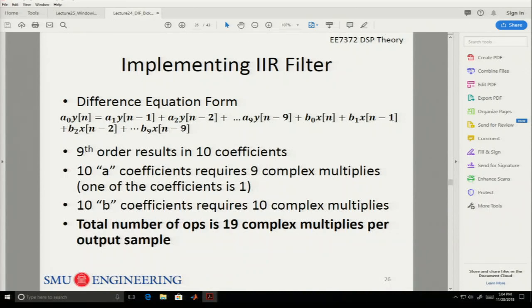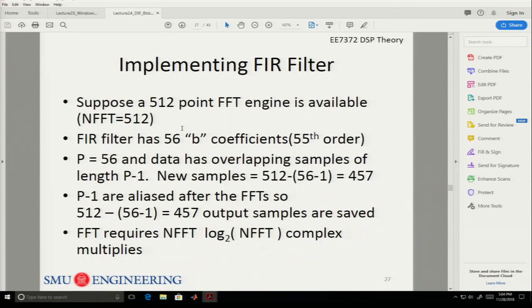Now we wanted to compare that to our FIR filter. To get started, suppose you had a 512-point efficient FFT engine available. Different choices are possible, and it will influence the results a little bit, but let's just start with that. With that going forward, we know the FIR filter has 56 B coefficients in MATLAB parlance in order to implement it. So we're going to do 56 multiplies to get the output. It'd be 56 multiplies and 56 adds every time we wanted to spit it out if we were doing a difference equation, but we're not. We're going to use an FFT.